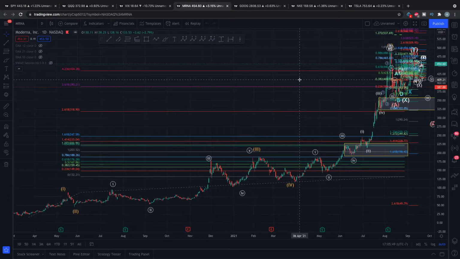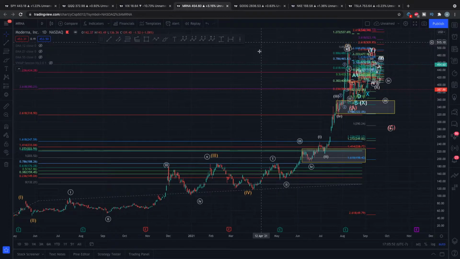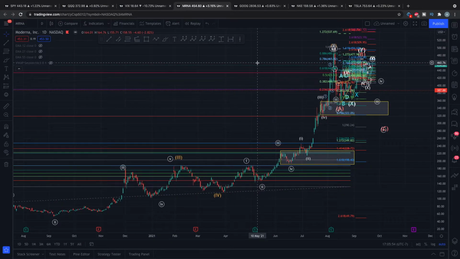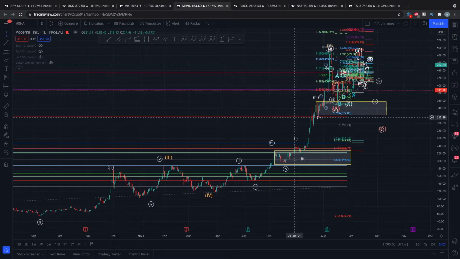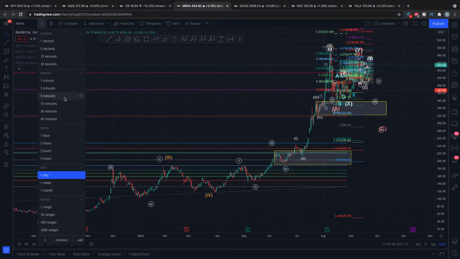Now let's go on to Moderna stock, or MRNA. I had a lot of questions about this. It is really trying to stall out its next leg of downside. I know there's a lot of stuff here, so let me go down to the 5-minute time frame.